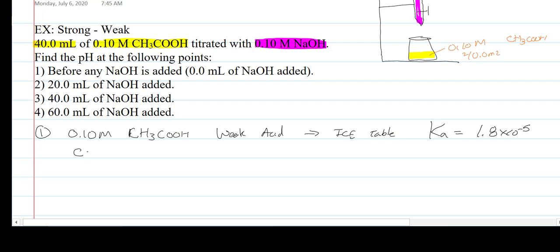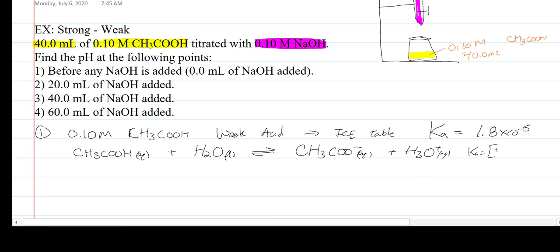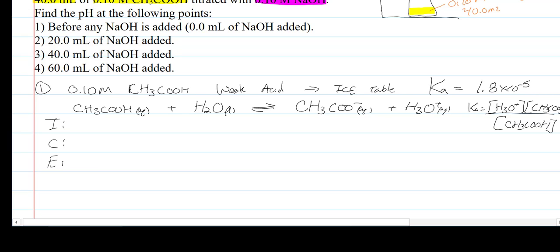We've done this before, so let's write our reaction for Ka, and then the expression. CH3COOH aqueous with water gives hydronium H3O plus aqueous and acetate. My expression for Ka would be hydronium times acetate all over acetic acid. Okay, ICE table. The ICE table would be 0.10 molar, don't care, none, and none. Minus x, plus x, plus x. We have 0.10 minus x, x, and x.